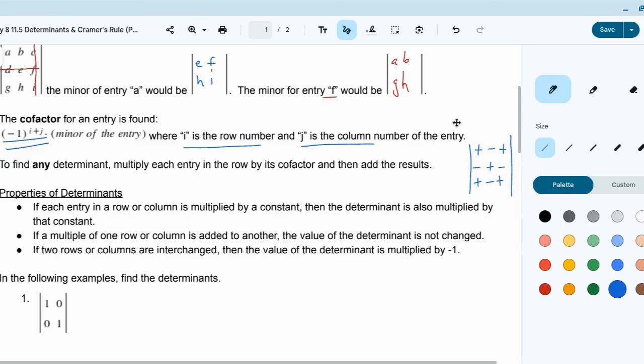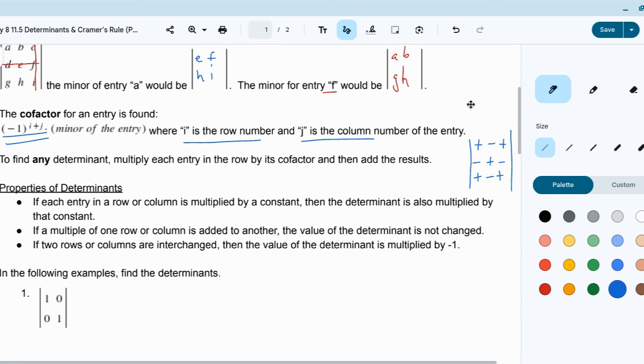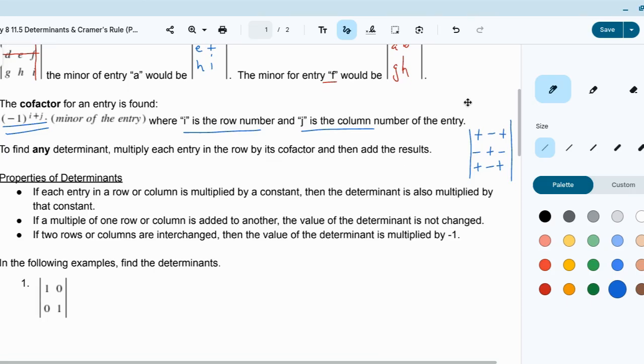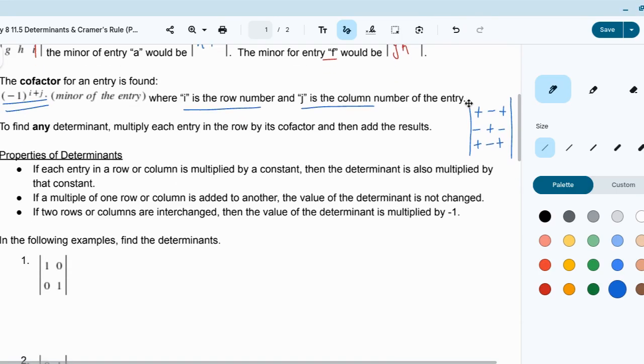All right. Now, properties of determinants. If each entry in a row or column is multiplied by a constant, then the determinant is also multiplied by that constant. If a multiple of one row or column is added to another, the value of the determinant is not changed. And if two rows or columns are interchanged, the value of the determinant is multiplied by -1. We'll get to those properties in a little bit.